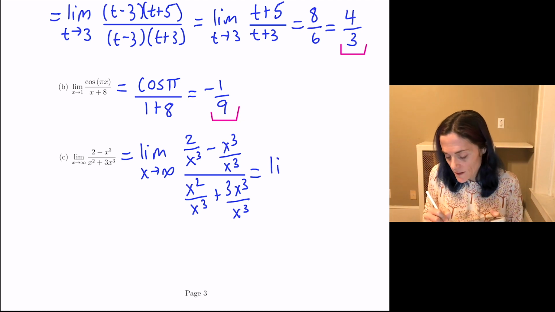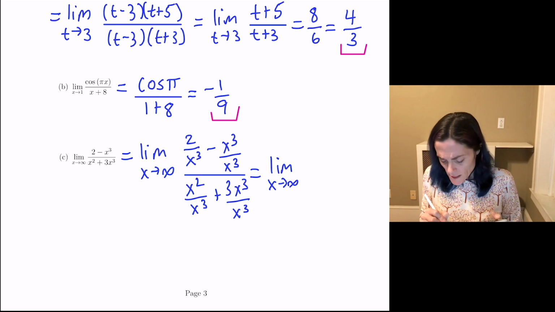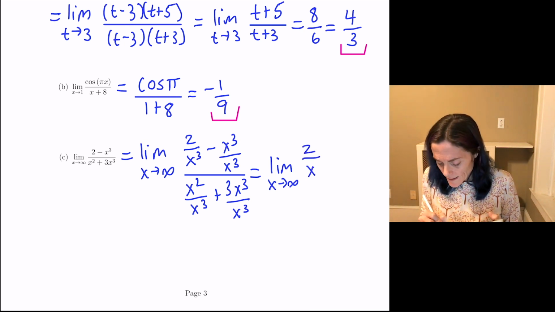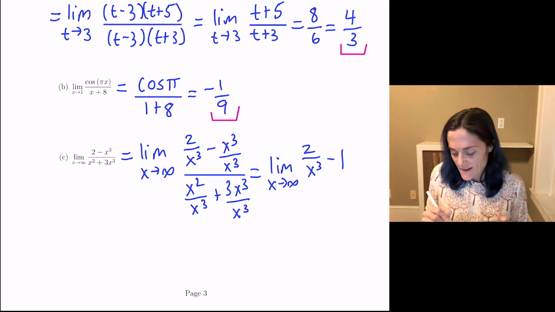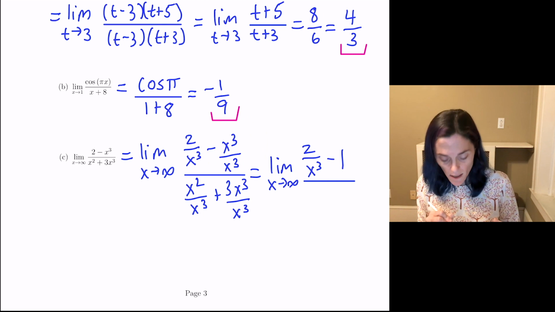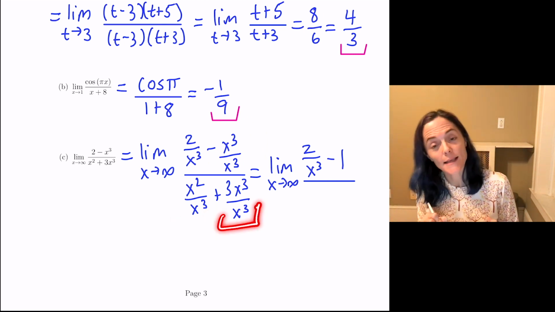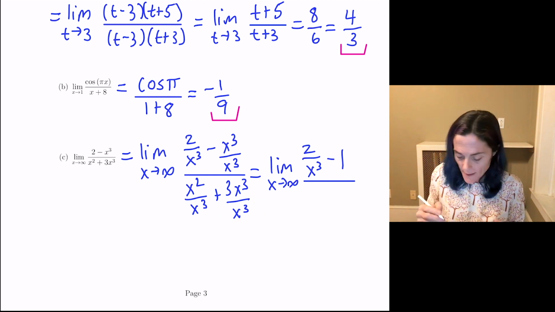Okay, we have a limit as x approaches infinity. This first term is already simplified. We have 2 over x cubed. The second term here, this is -1. Then this one is 1 over x, and this one is plus 3. So let's write that.